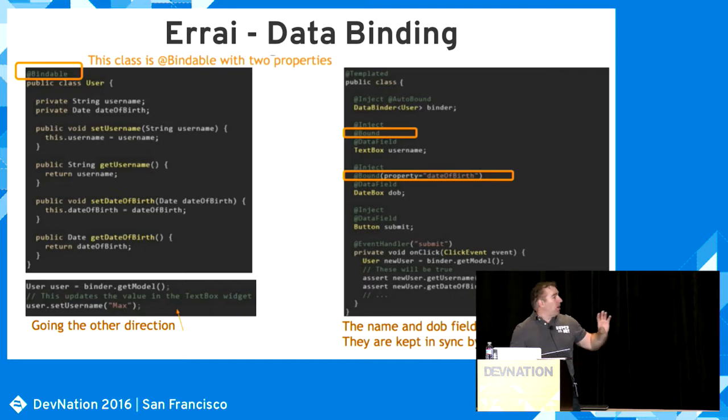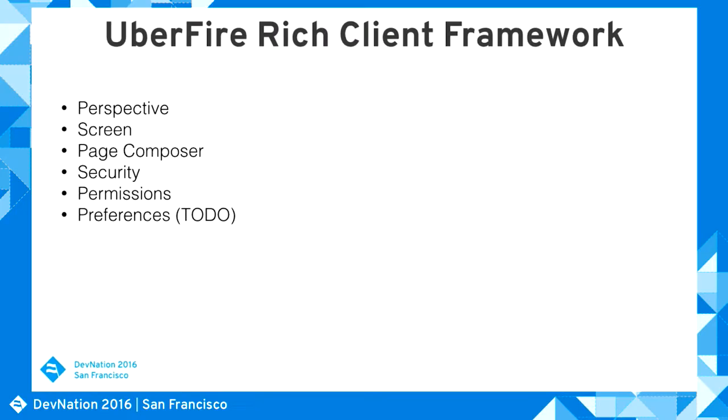I won't go into too much about Errai, but this is a little bit about the data bindings. There's other presentations about Errai if you want to find them. UberFire is built on top of Errai. This is our Workbench and rich client platform. It delivers perspectives like whole pages and named perspectives. It delivers screens, which are small little sort of divs on the page. That's a form of a component. We have a number of subcomponents for this, such as the page composer, which I'm going to demonstrate, security permissions. We're working on sort of a centralized preferences service.